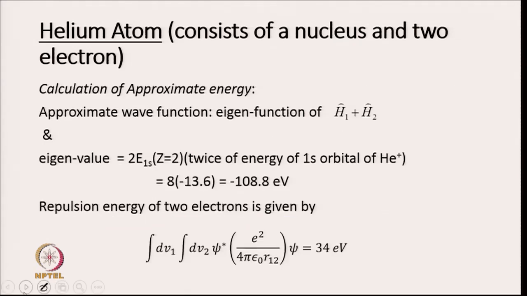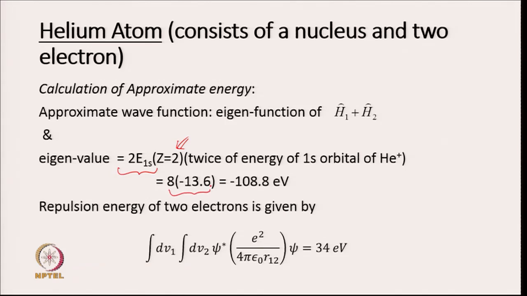So, if we take the approximate wave function and obtain the energy as a function of the H1 operator plus the H2 operator, what we will get is 2 E1s. So, the value obtained will be equal to 2 multiplied by the energy of the 1s orbital of He plus, the 1s orbital of He plus. Remember, here Z is equal to 2. So, it will be 8 times minus 13.6 electron volt.